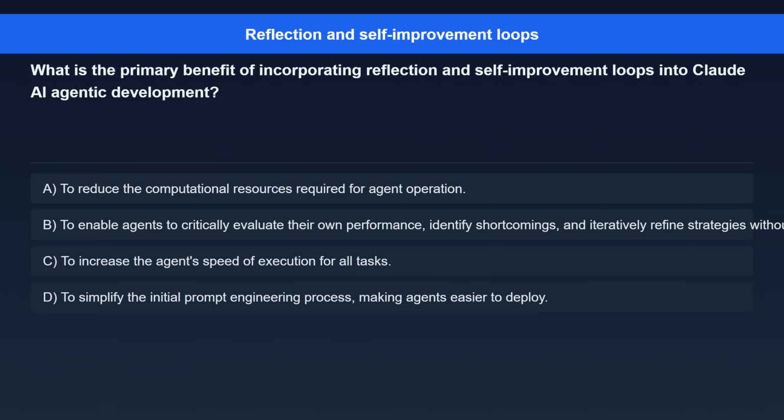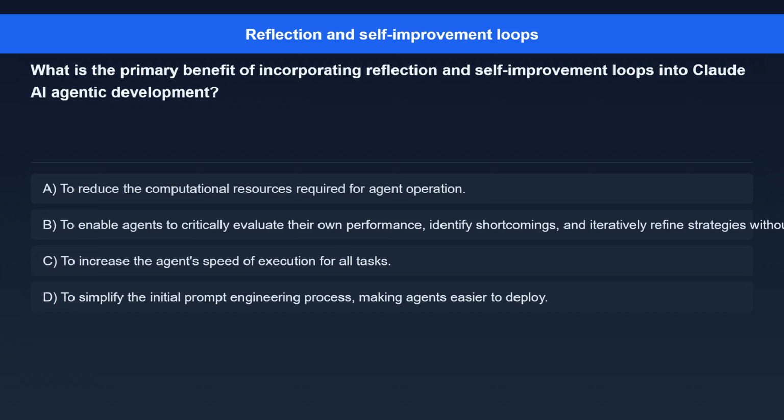Question 4. What is the primary benefit of incorporating reflection and self-improvement loops into Claude AI Agentic Development? Option A. To reduce the computational resources required for agent operation. Option B. To enable agents to critically evaluate their own performance, identify shortcomings, and iteratively refine strategies without constant human intervention.